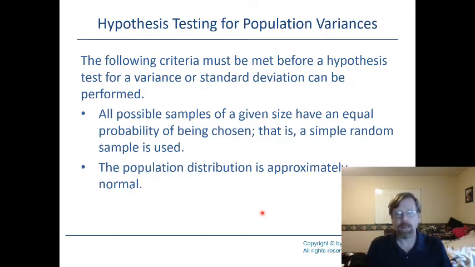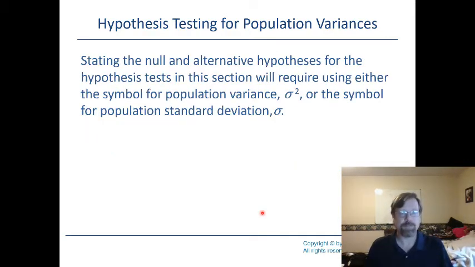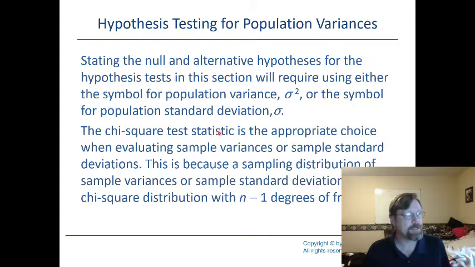So as a reminder of notation, the null and alternative hypotheses are going to be phrased either in terms of the variance or the standard deviation. Remember, the variance and the standard deviation are related. Standard deviation is either the square root of the variance or the variance is the square of the standard deviation, whichever way you want to think about it. The test statistic we use is the chi-square. Chi-squared is also the distribution we use for this, and I'll cover that in a little bit.